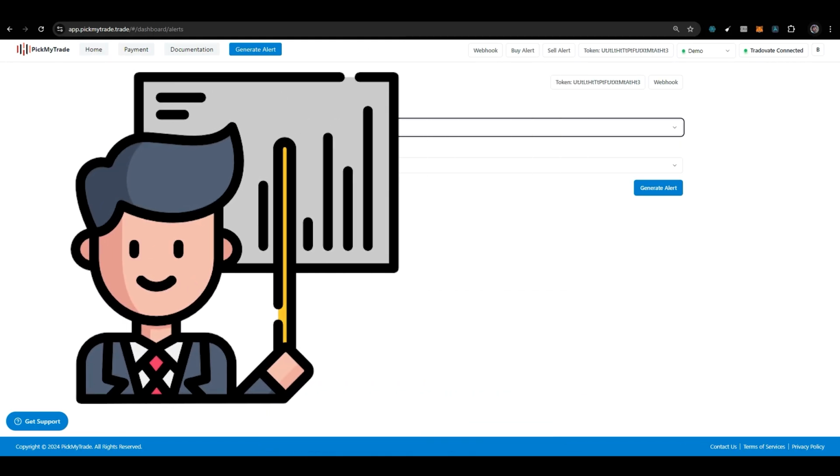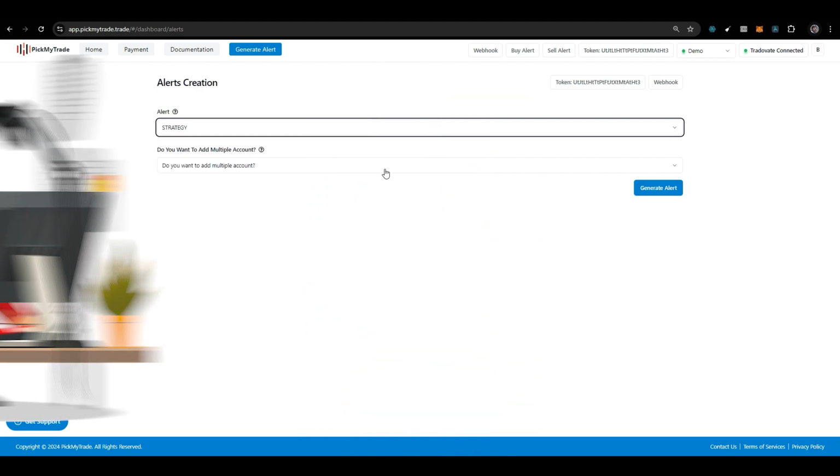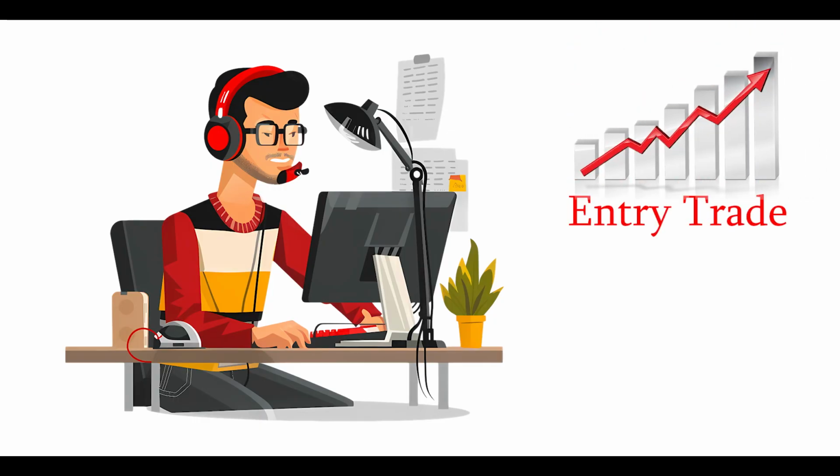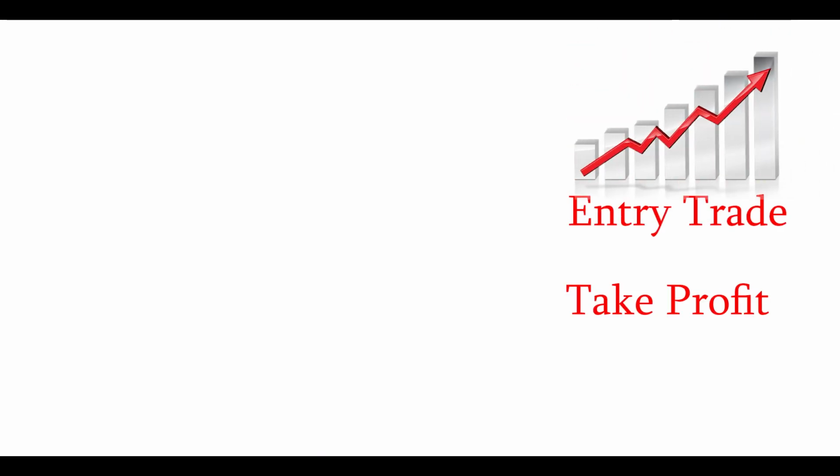So ideally, you need to do it on your TradingView Pine script only, and let me tell you the reason. It is because, let's say you get your entry trade, and we allow you to take profit and stop loss in PickMyTrade, so what would happen? We will make an entry trade, and we will place take profit and stop loss.